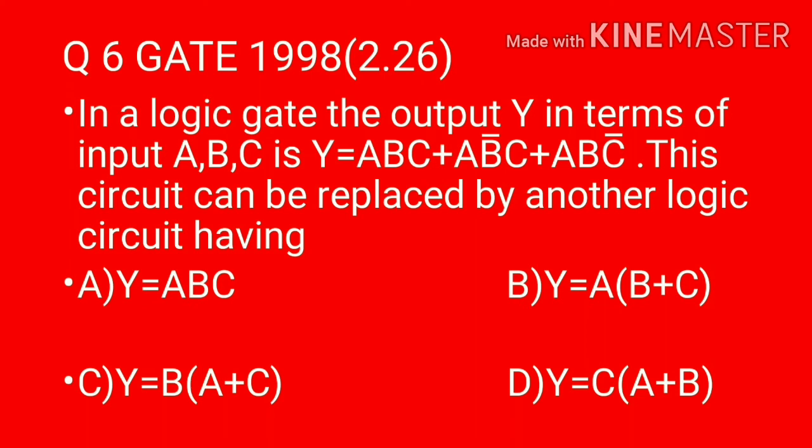Question number 6. In a logic gate, the output Y in terms of input ABC is Y equal to ABC plus A B bar C plus AB C bar. This circuit can be replaced by another logic circuit having: A, Y equal to ABC; B, Y equal to A into B plus C; C, Y equal to B into A plus C; D, Y equal to C into A plus B.